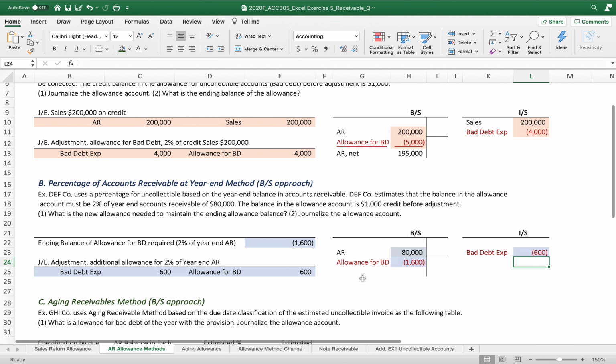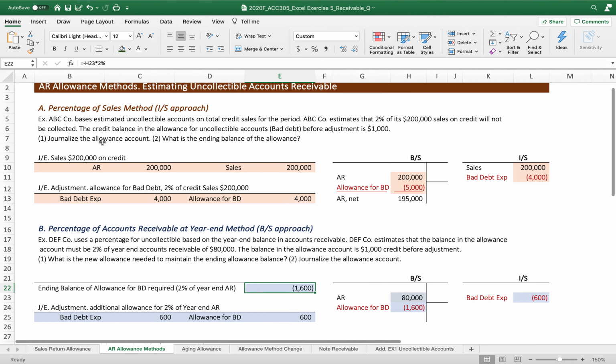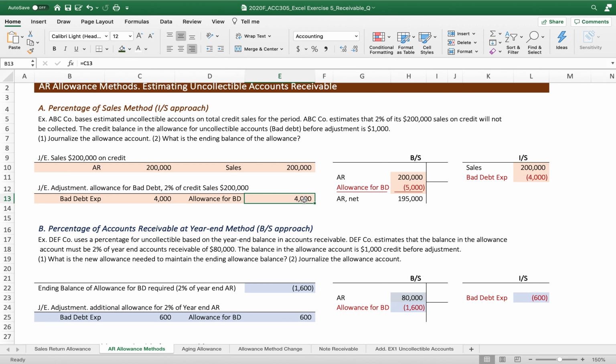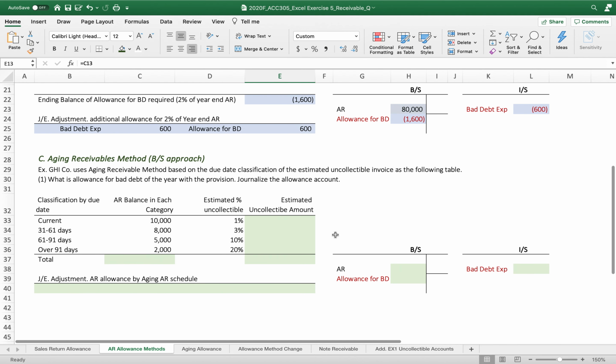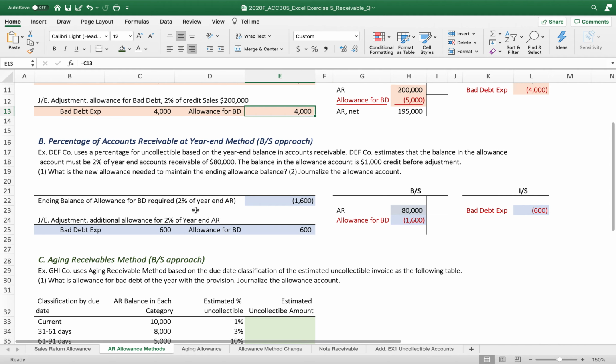So that approach is a little bit different, backward. We're starting from the allowance for bad debt. We set up this allowance for bad debt from the percentage of accounts receivable. But with the percentage of sales, we are using the sales amount to set up the bad debt expense and allowance for bad debt. That is the difference.